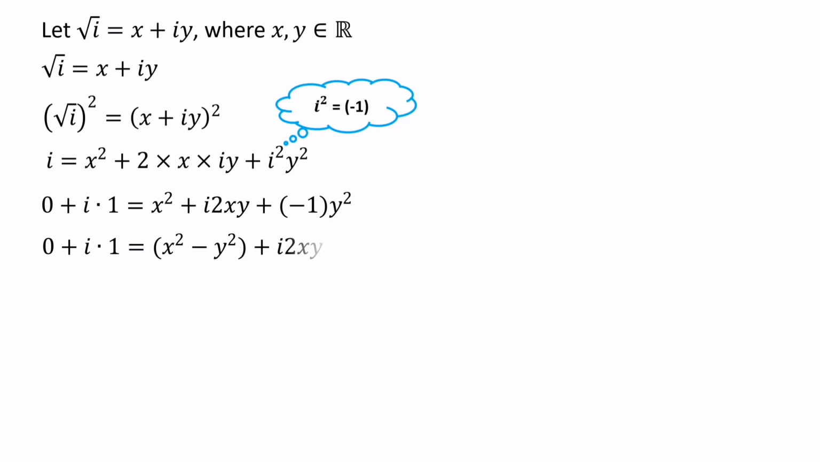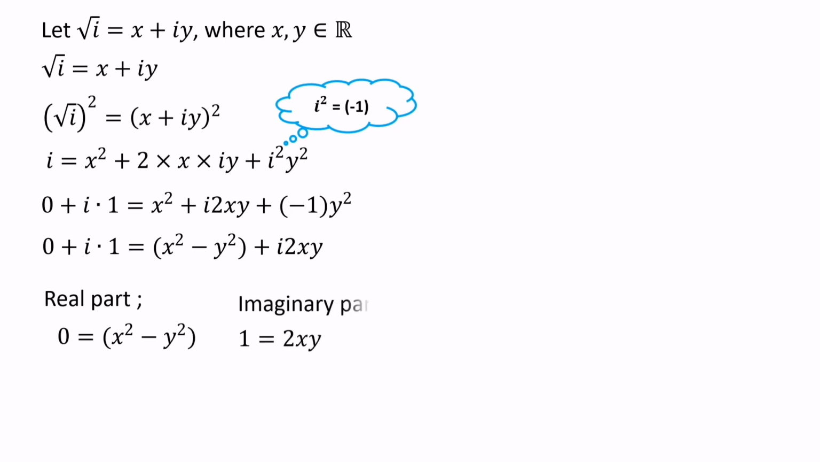Now if two complex numbers are equal, then the real part and imaginary part should be equal separately. In this case, the real part of the left hand side is 0, and in the right hand side, x squared minus y squared. The imaginary part of the left hand side is 1, and in the right hand side 2xy. Since 1 equals 2xy, we can write 2xy = 1. Then we can express y in terms of x: y = 1 over 2x.